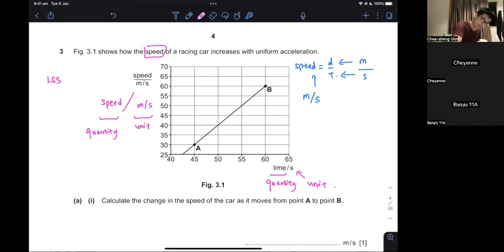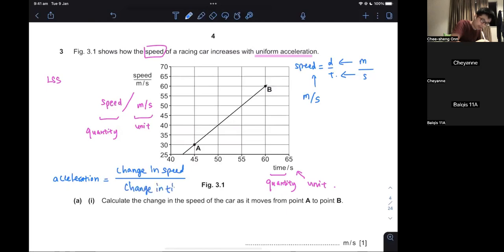Now we also have this thing, uniform acceleration. So we know acceleration formula, don't we? Chayan, what is the formula for acceleration? Any idea? Change in speed divided by time taken. All right, so acceleration is your change in speed over your time taken. So this is going to be change in time, essentially, okay?